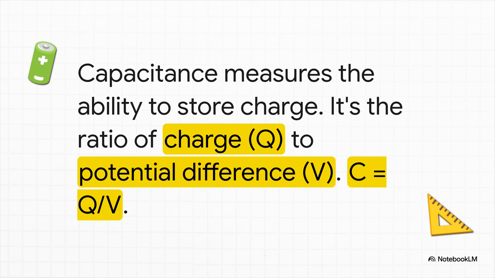And how good a capacitor is at its job is measured by its capacitance. This simple little ratio, C equals Q over V, tells us everything. It tells us how much charge, Q, a capacitor can store for a given potential difference, or voltage, V. The higher the capacitance, the better the reservoir.